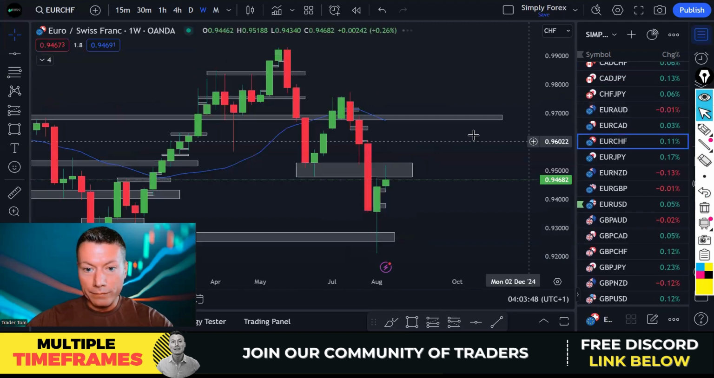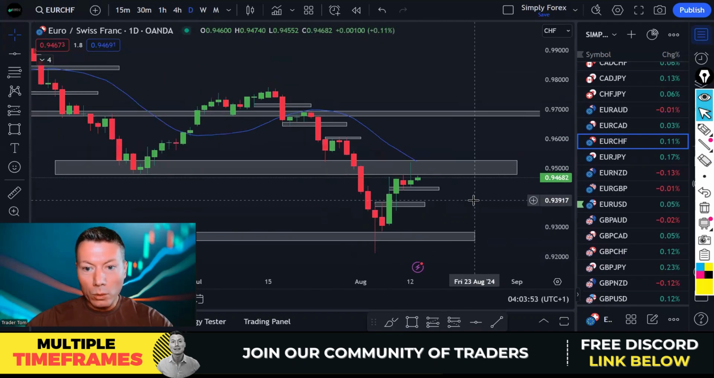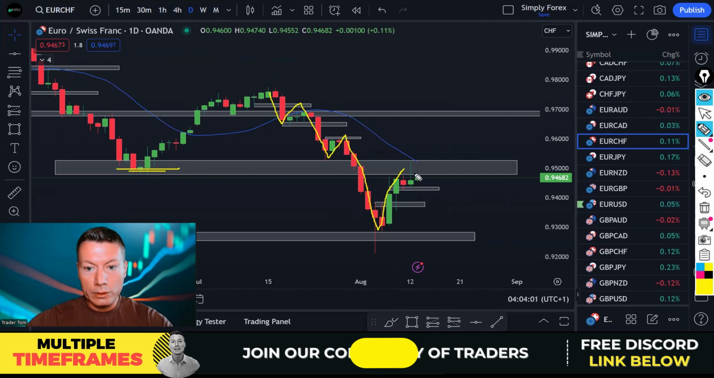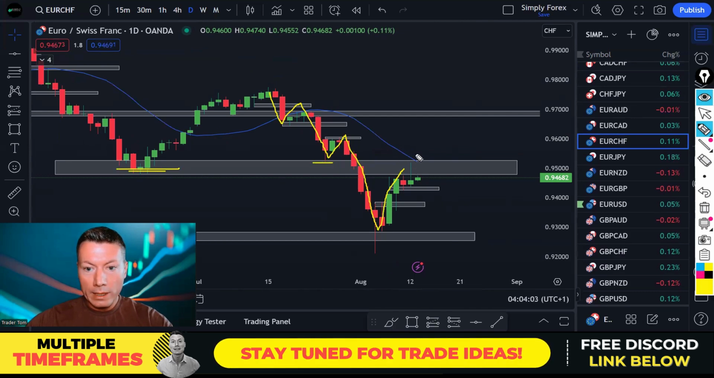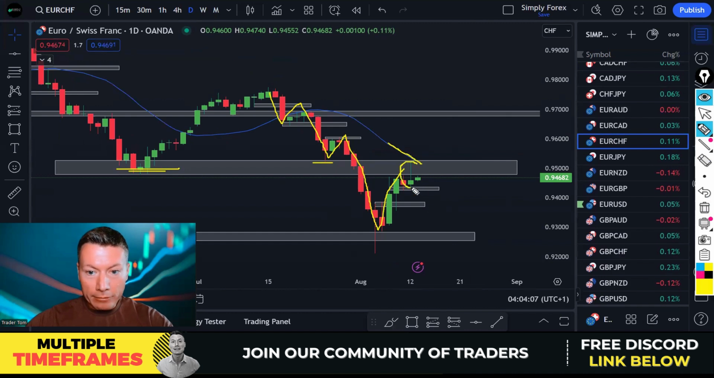Let's look at Euro Swiss franc. Again, if we start with the day chart, we are at a beautiful level, right? We're in a downtrend. Price has retraced back to these last lows here. We got this level here. We got the moving average 20 coming down. We've got a nice bearish candle, right? Lots of things to like about selling Euro Swiss franc.